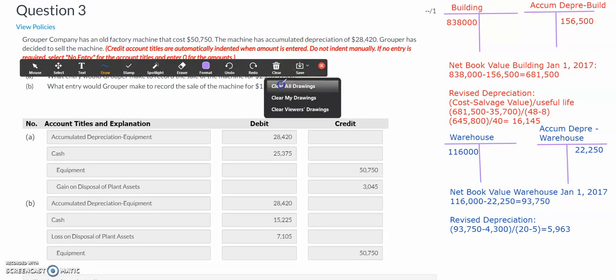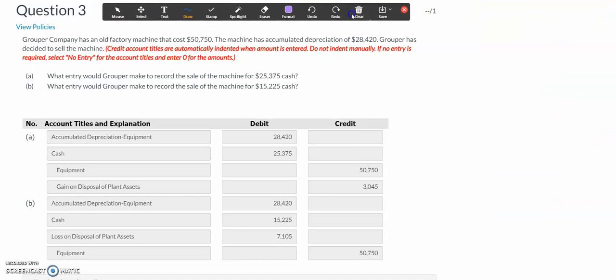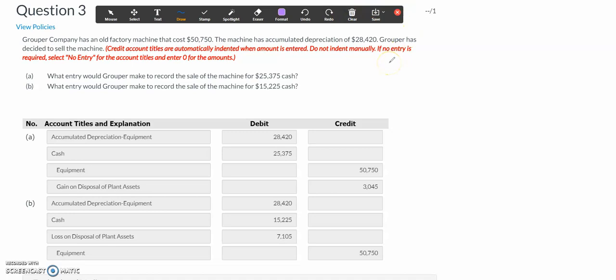And for this old factory machine, we have our cost and we have our accumulated depreciation. And we have 2 different scenarios if the company decided to sell the machine. So this is another area where it is very helpful to draw out the T accounts, because when you dispose of a machine, you also need to get rid of the accumulated depreciation recorded on that machine. And if you receive cash, you need to record the cash. And obviously, you might have a dollar difference between the cash received versus the remaining net book value.